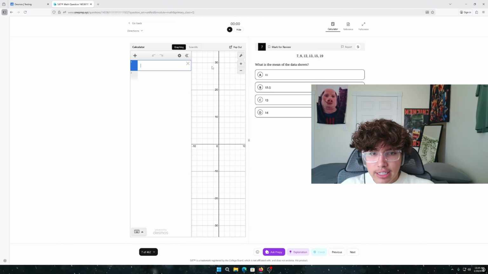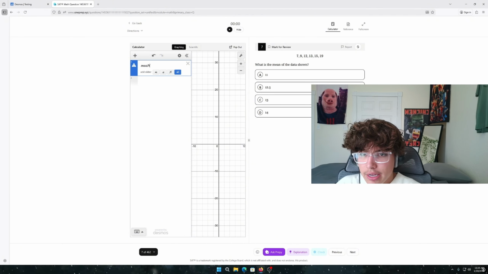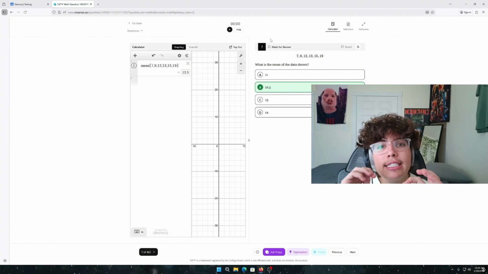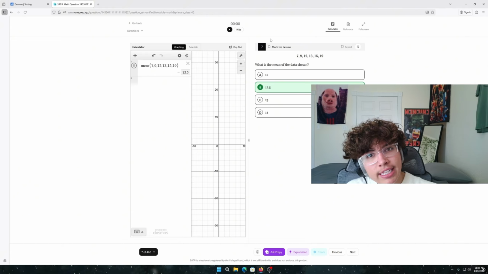Look how fast I can do this data set. It's asking for the mean of the data. Let me just put mean, and then I put 7, 9, 12, 13, 15, 19, and it's 12.5. Check. I did that in 10 seconds. That just gave me 45 seconds to do a harder question later on.